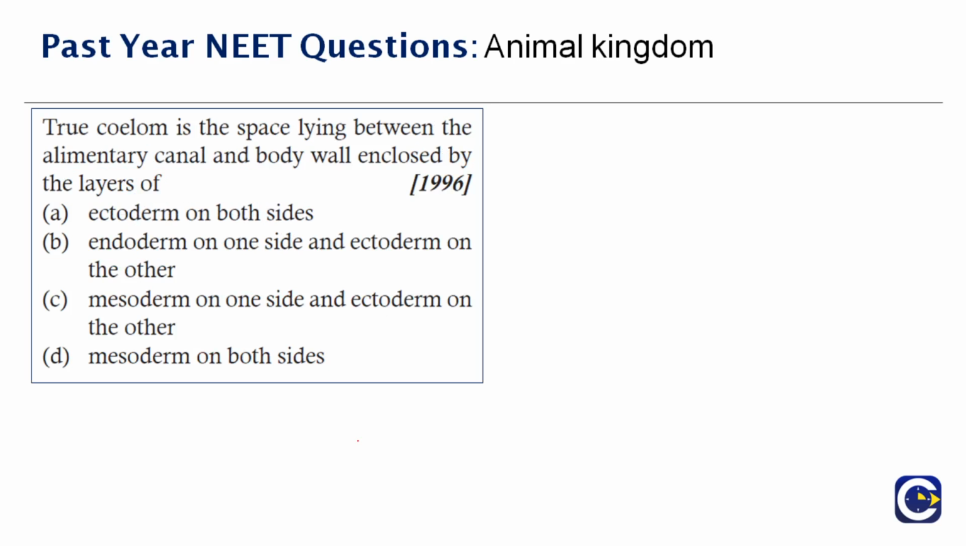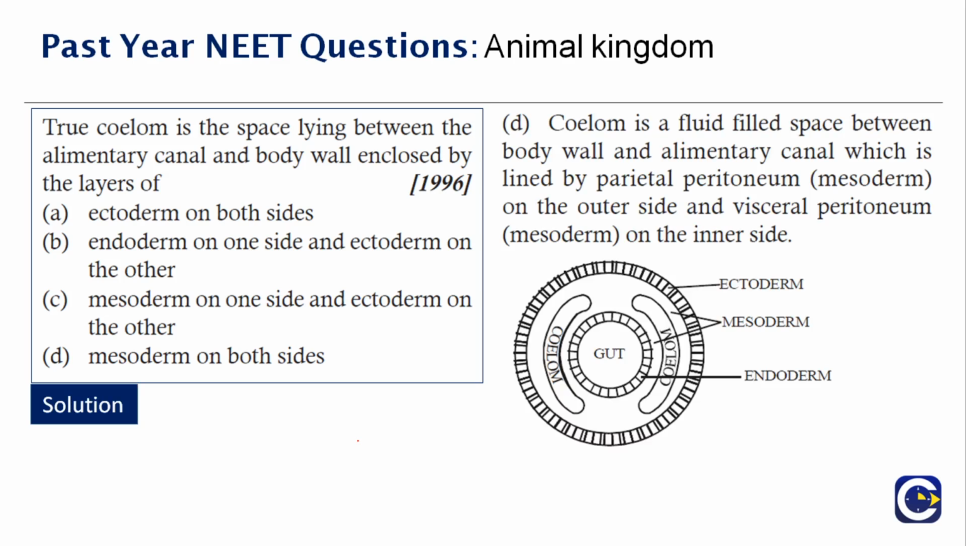Next question here. True coelom is the space lying between the alimentary canal and the body wall enclosed by the layers of dash. So again, you're given 4 options here. I will show you a diagram so that it will be easy for you to understand. Coelom is a fluid-filled space between body wall and alimentary canal, which is lined by a parietal peritoneum. It's called mesoderm on the outer side of the visceral peritoneum. It's a mesoderm on the inner side. So here you can see the picture.